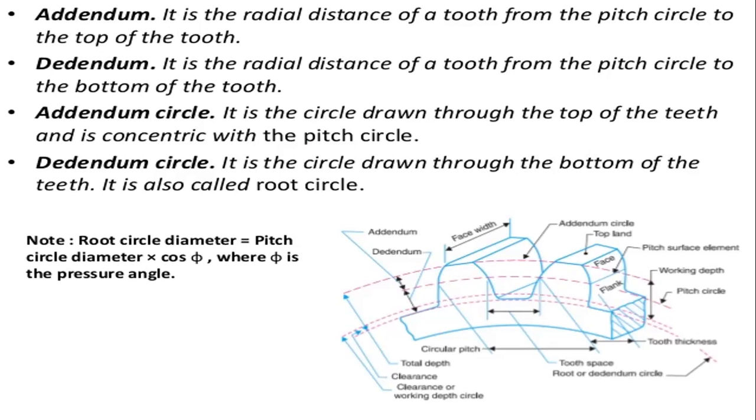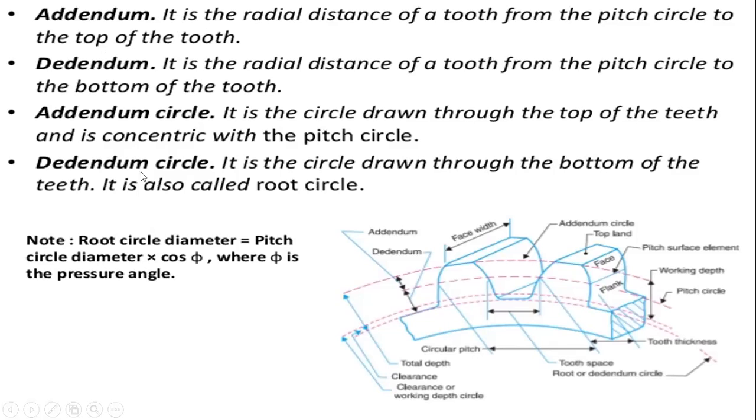Next one is the addendum circle. It is the circle drawn through the top of the teeth and is concentric with the pitch circle. That is, the top surface of the addendum, the border of the topmost layer of the addendum, is called the addendum circle, and it is concentric to the pitch circle.